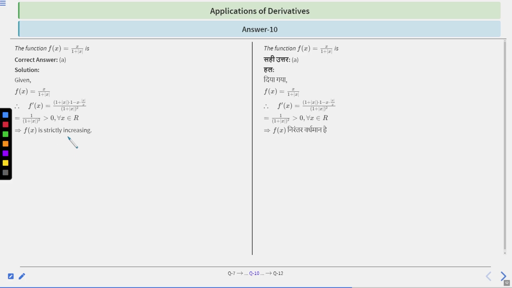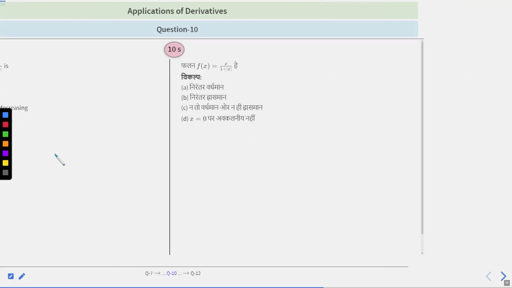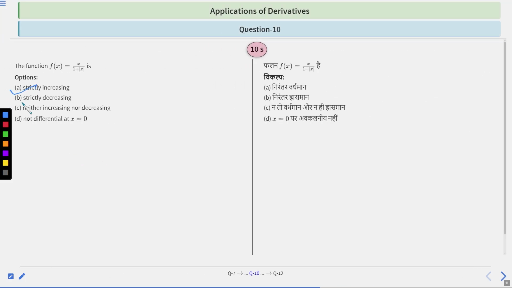Clear? So it is strictly increasing, right? Therefore f(x) is strictly increasing. Clear? So I think option A is the right choice, strictly increasing. Got it?